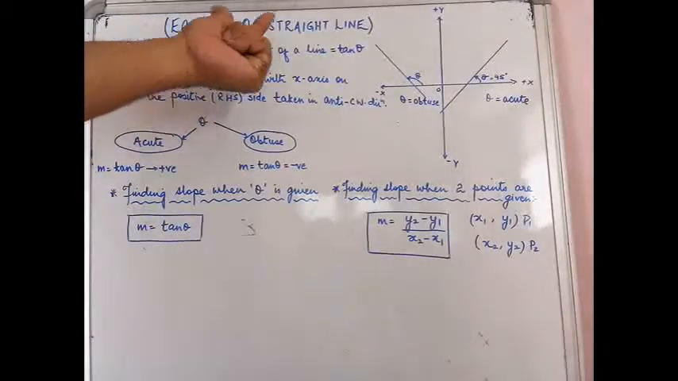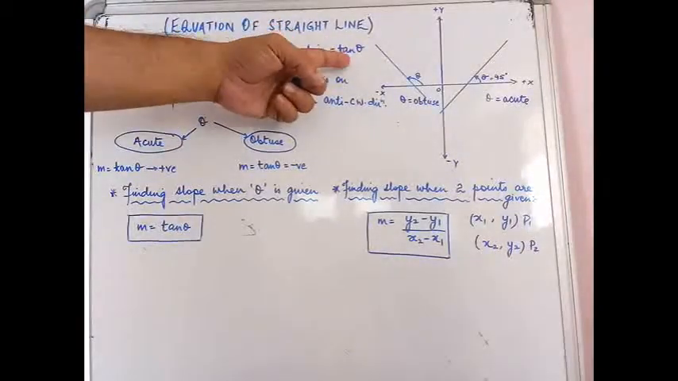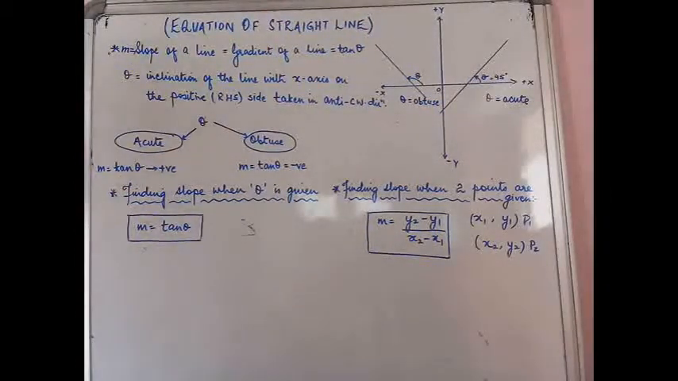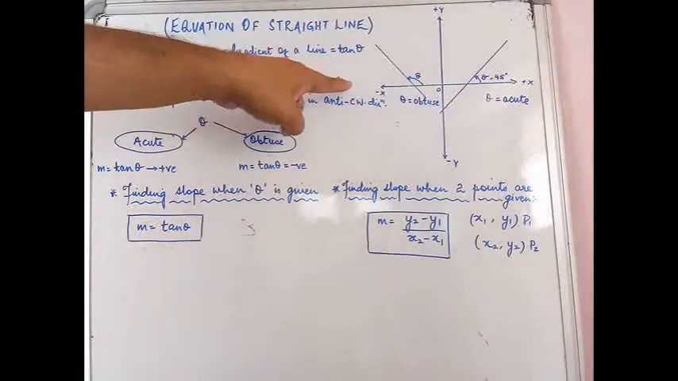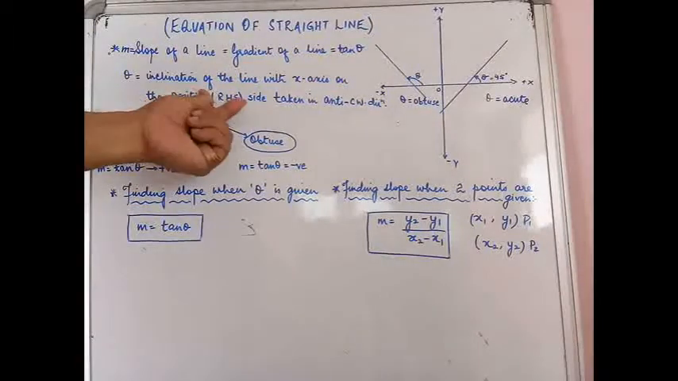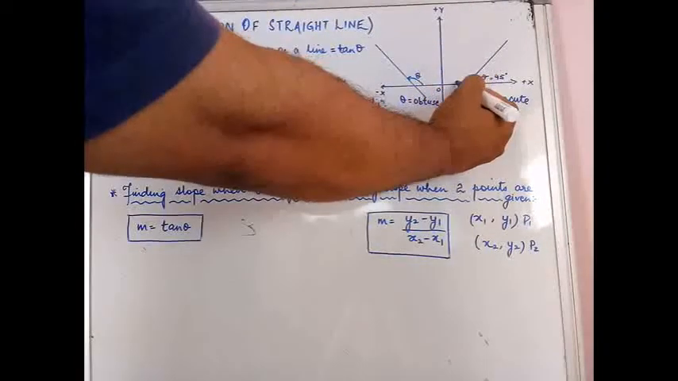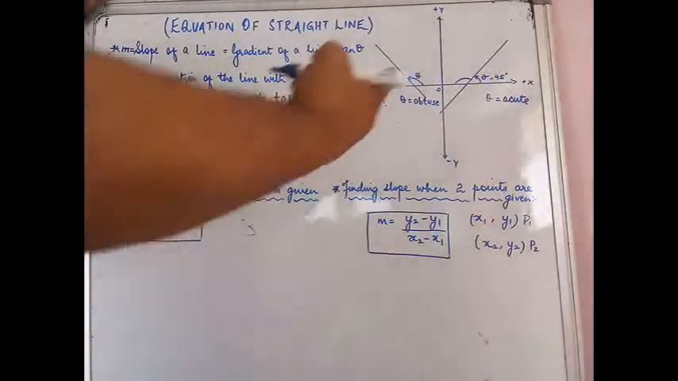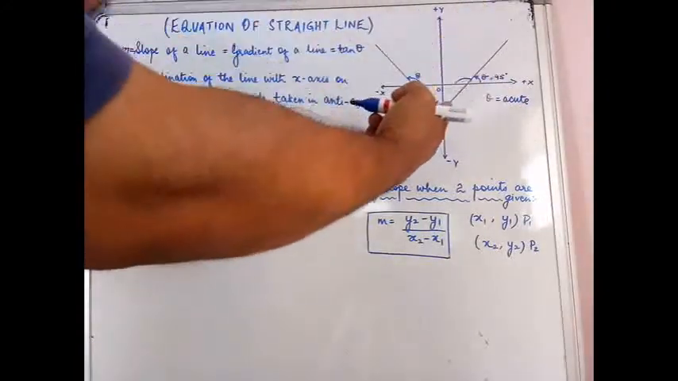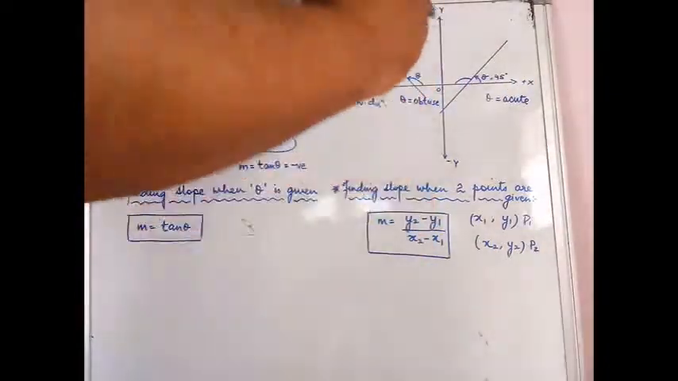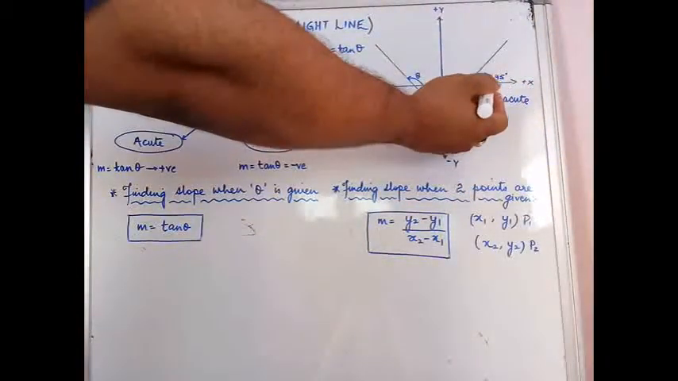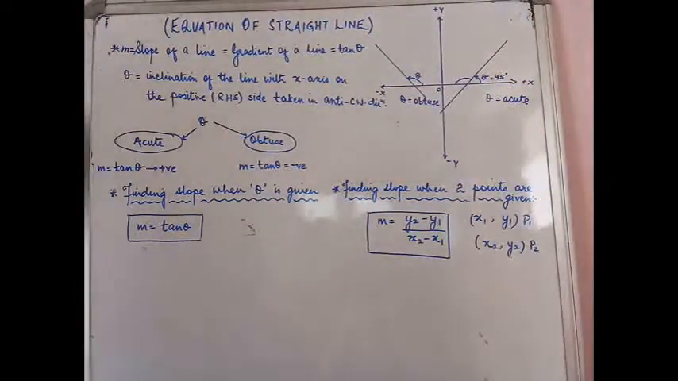It is also known as the gradient of the line, and it is equal to the tan of the angle theta. What is angle theta? It is the inclination of the line with the x-axis on the positive side or the right hand side. If you see, there is an angle being made this side also. There is an angle that is being made with this line and the x-axis on the left side also, but we are not going to take that. We are going to take the angle on the right hand side when taken in the anti-clockwise direction. In any case it will be given to you in the question if you are asked the slope of the line.